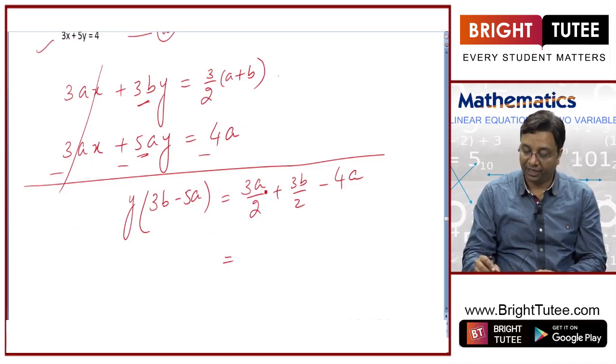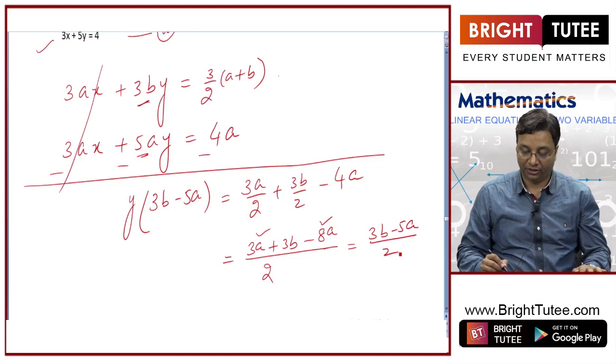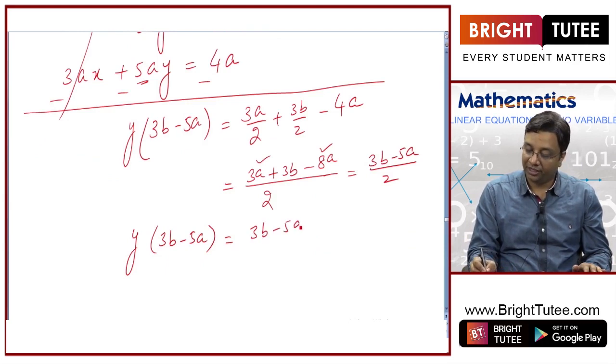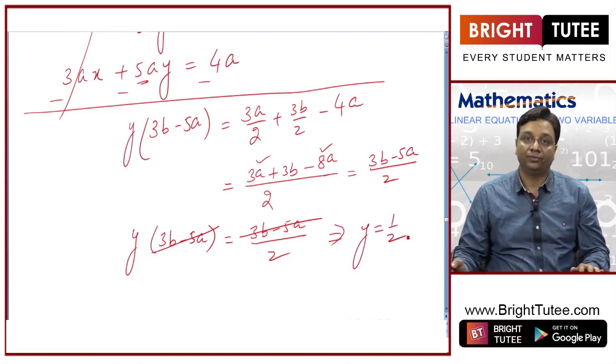So let us multiply, let us take the LCM as 2. So I will write 2 here. So this is 3a, this is 3b minus 8a. 3a minus 8a is minus 5a. So 3b minus 5a by 2. Okay. y into 3b minus 5a is equal to 3b minus 5a by 2. So I can cancel these two, right, and y is equal to 1 by 2.